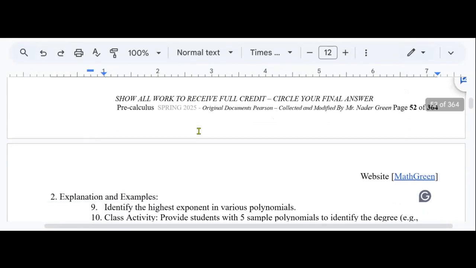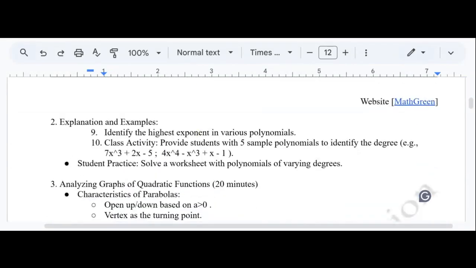Okay. Let's go for the explanation and examples. Identify the highest exponent in the polynomial. I will not give you 5 examples, I'm going to give you only 2 examples. Can you please find the vertex for those 2 examples? Please, go ahead. Do it now, inside your notebook.